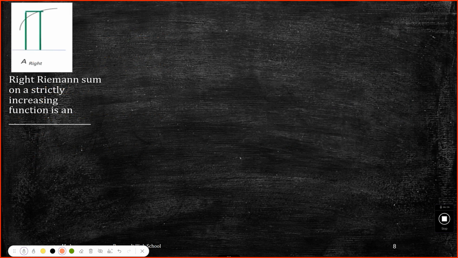Okay, finish it off. A right Riemann sum on a strictly increasing function is increasing. I guess this, even though it's concave down, but it's increasing. Concave down, increasing. And we do a right Riemann sum. Is that an under or an overestimate? Overestimate.